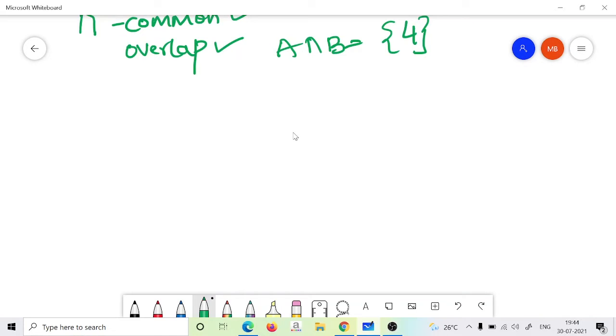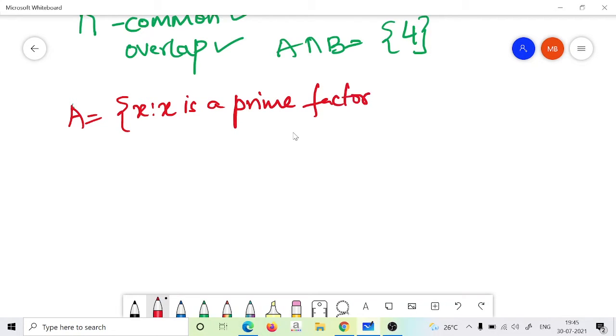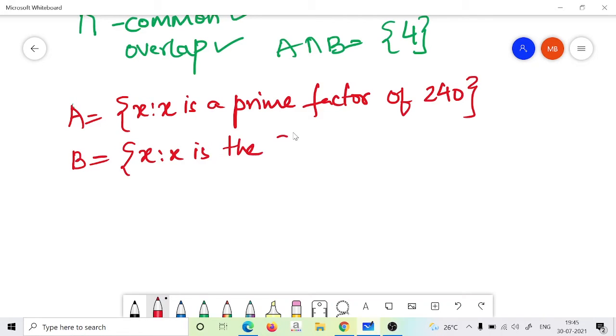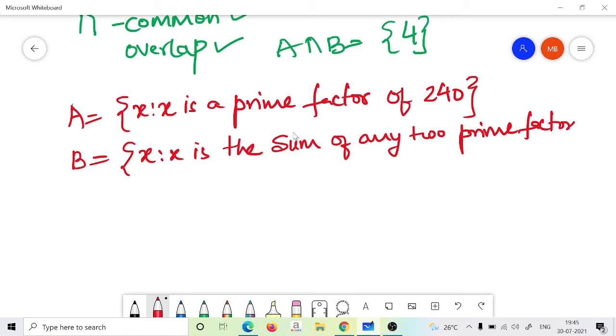Let us take one more example. This time I am writing set A in set builder form. Set A is X such that X is a prime factor of 240, so the set of prime factors of 240, and set B is equal to X such that X is the sum of any two prime factors of 240. So set A has all the prime factors of 240, and set B is the sum of any two of these prime factors of 240.